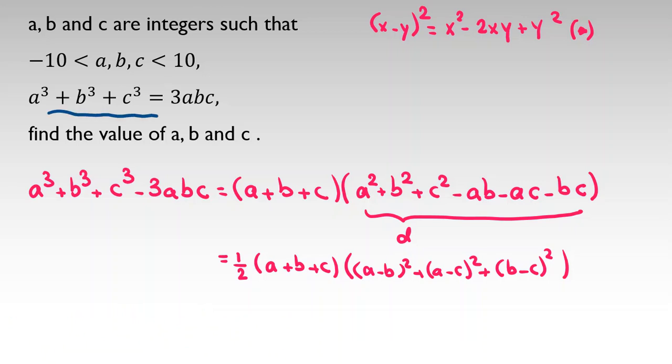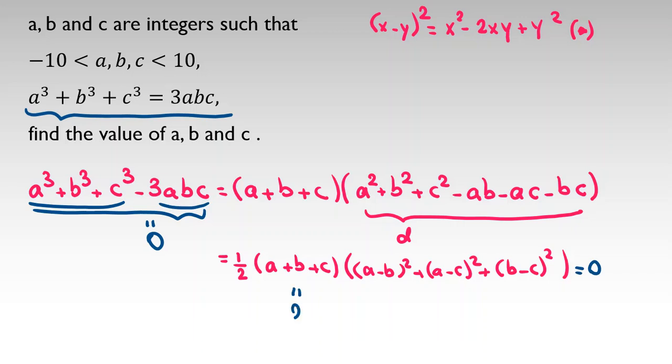Now, from the assumption of the problem, it says a cubed plus b cubed plus c cubed equal to 3abc. So pay attention to this. What can we conclude? We can conclude it is equal to 0, because a cubed plus b cubed plus c cubed minus 3abc is 0. Because the left-hand side is 0, we conclude the right-hand side is 0. So we have two cases: the first one is 0 or the second one is 0. You should consider these two cases.